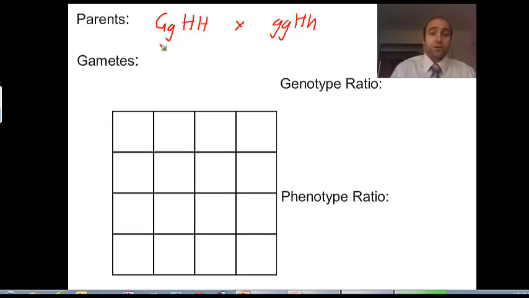So first thing we do is write out our gametes. Again, do a bit of practice on this if you're not too sure. First one we look at is green. Big G, big H is one possible gamete. The other possible gamete is small g, big H. For the other individual, the two possible gametes are small g, big H, or small g, small h. There's no other possibilities really.